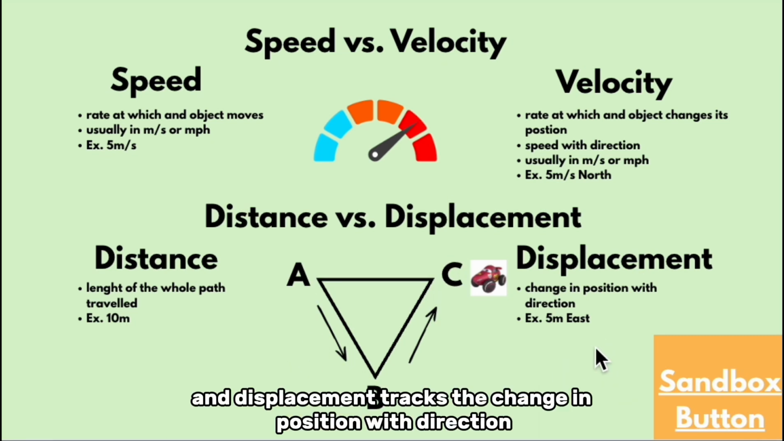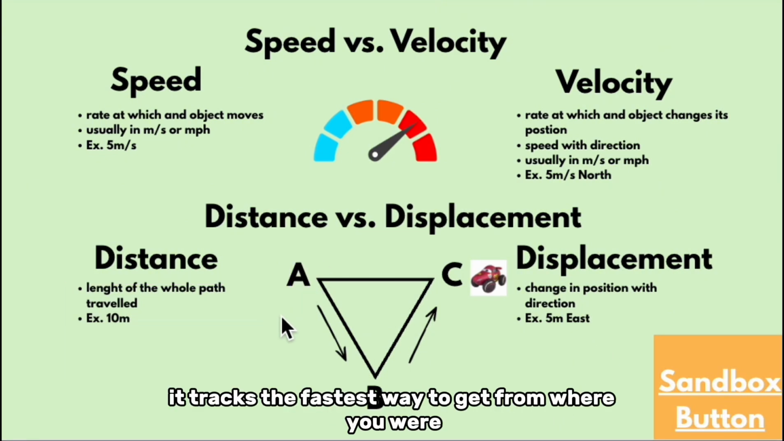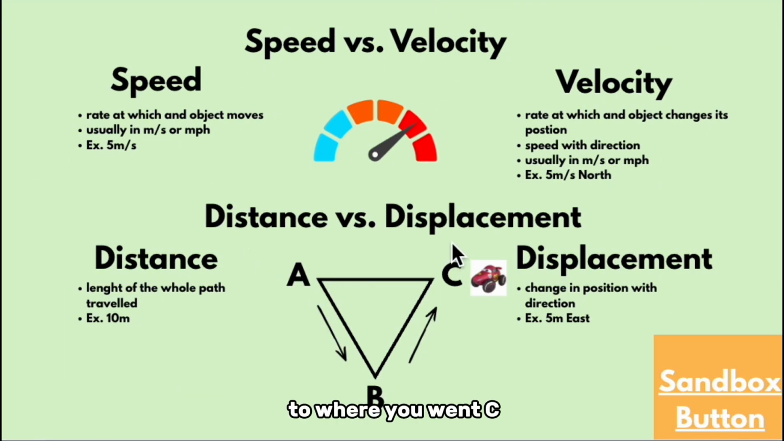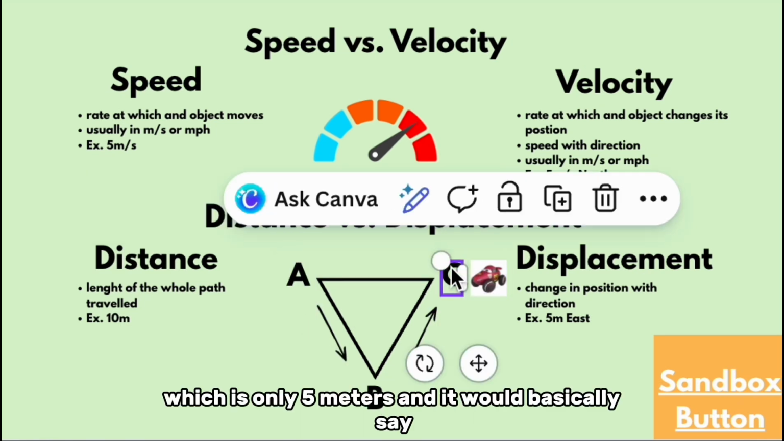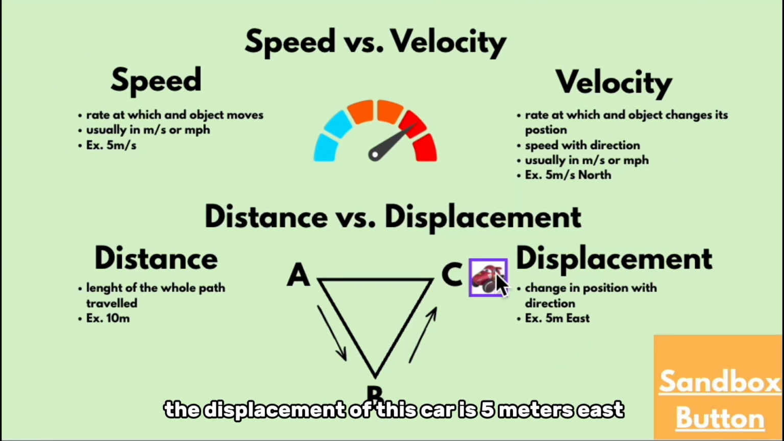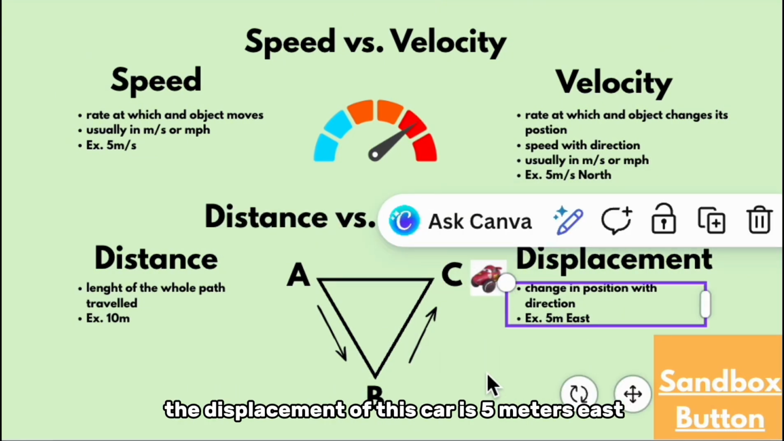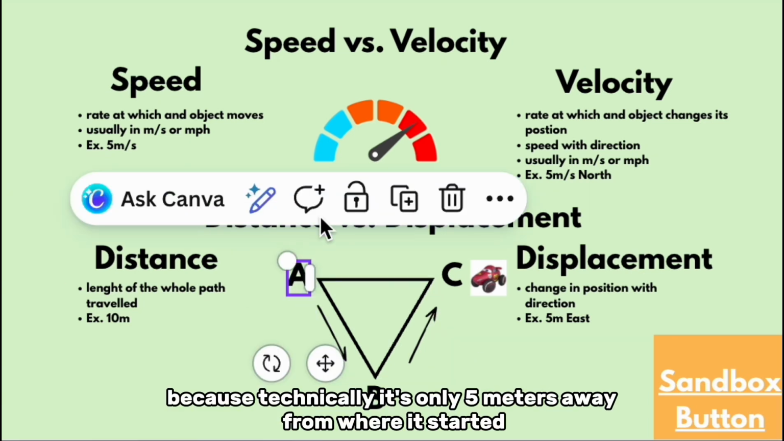And displacement tracks the change in position with direction, which basically means it tracks the fastest way to get from where you were to where you went, C. So it would track the distance from A to C, which is only 5 meters, and it would basically say the displacement of this car is 5 meters east, because technically it's only 5 meters away from where it started.